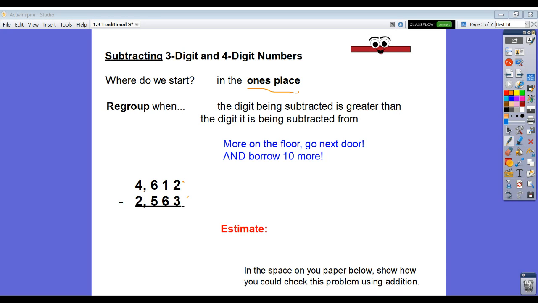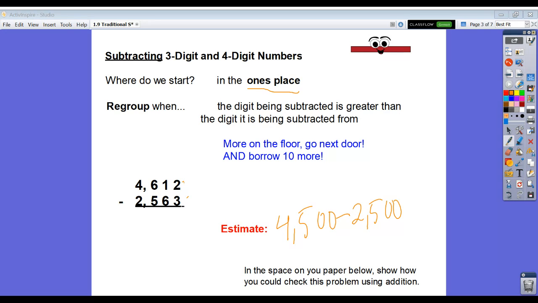So we're going to take this top number and round it to a number that's really easy to work with. You know what? This time, maybe I want to try close to estimation. So instead of 4,612, is that pretty close to 4,500? Yeah, pretty close. And then 2,563, is that pretty close to 2,500? Yeah, actually that's really close, right? How many away is it? It's only 63 away.